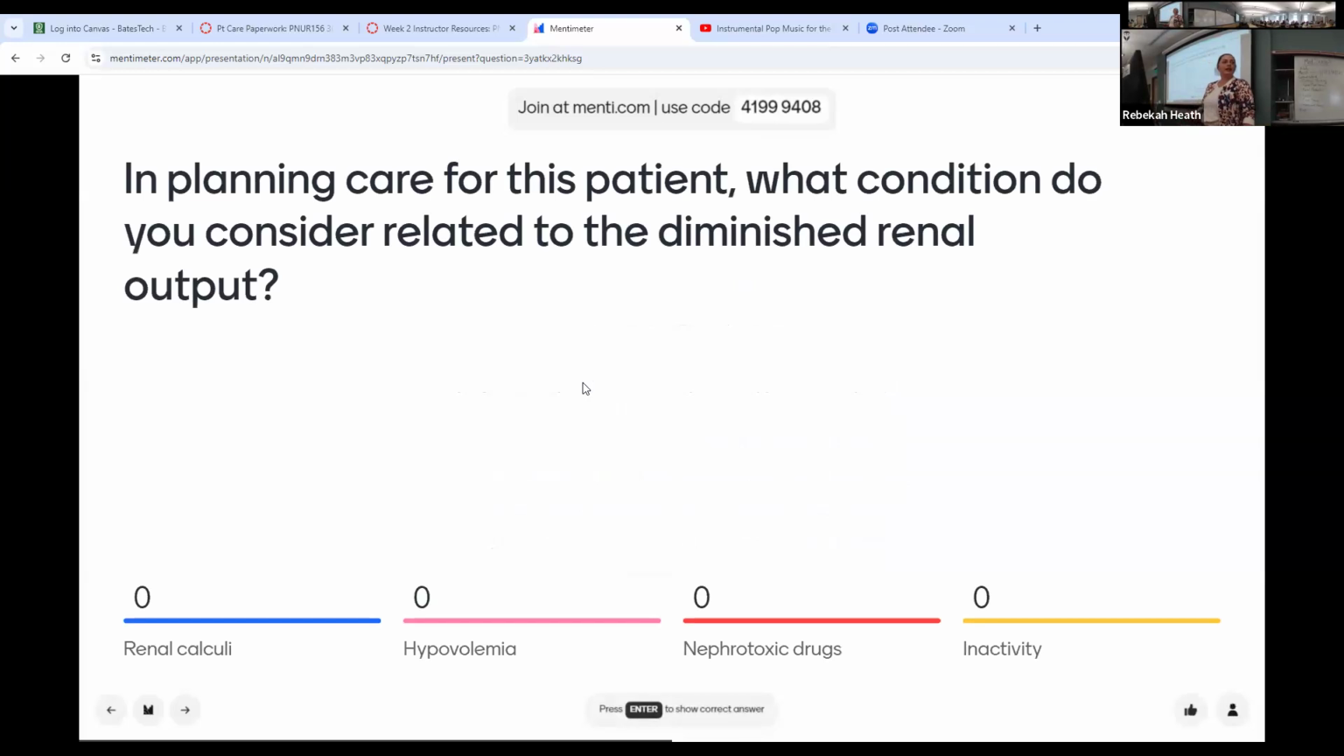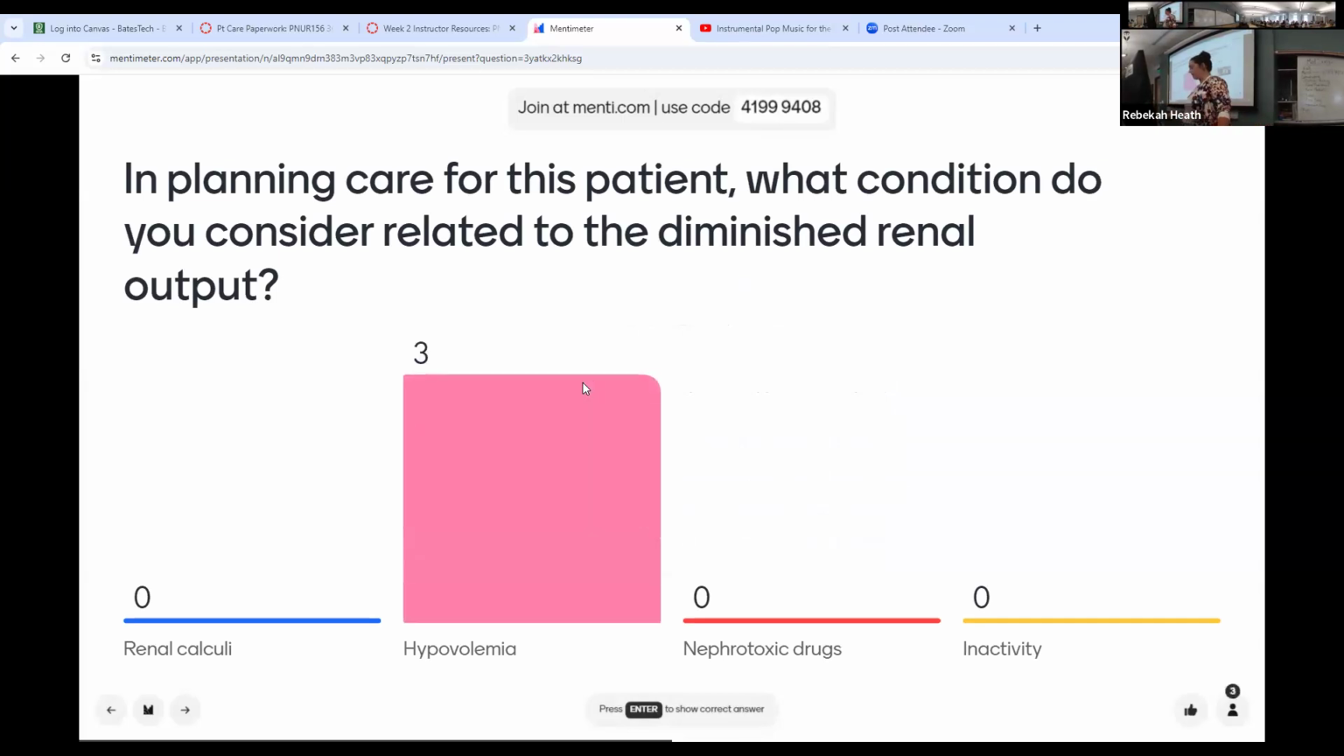So when you're planning care for her, what condition do you consider related to the diminished renal output? Do we think that she has renal calculi, hypovolemia, nephrotoxic drugs, or inactivity?